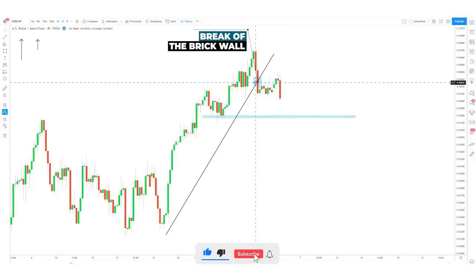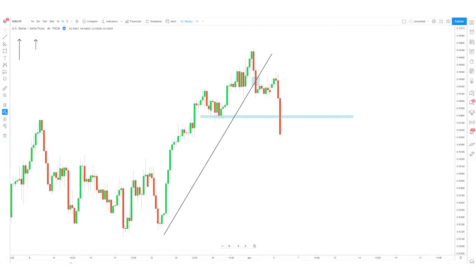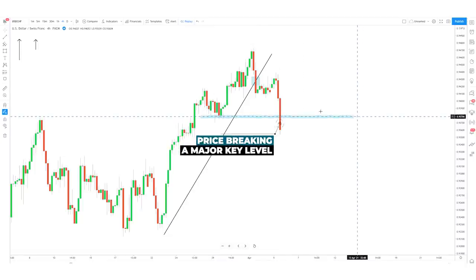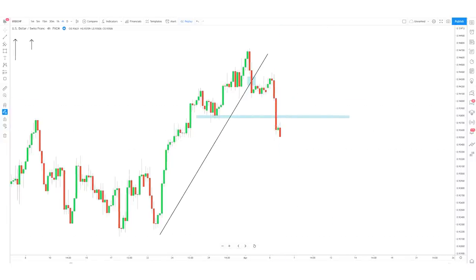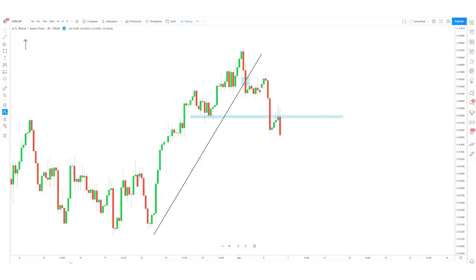We have the break of the brick wall, and we also have lots of candles here that are moving sideways, which is indicating to us that the price is probably going to fail pushing bullish. Now we're starting to see momentum stepping into the markets. For the first time in a long time, price is breaking a major key level here. Now we see a strong bearish momentum candle close. But remember, we do not take the trade yet. What we need price to do is come back to a key level to indicate to us that the bears are really in control. What are we looking for? We are looking for our retest of our key level, and we're looking for our bearish momentum candle.